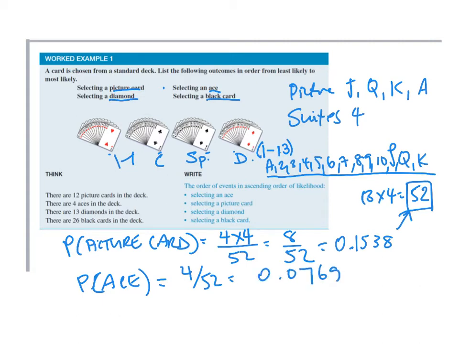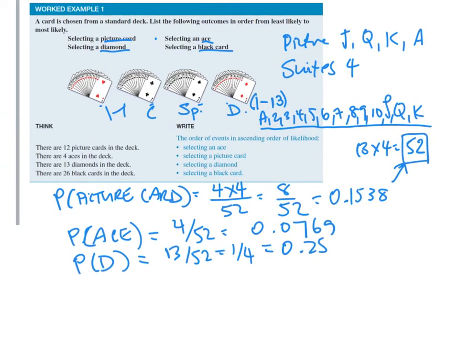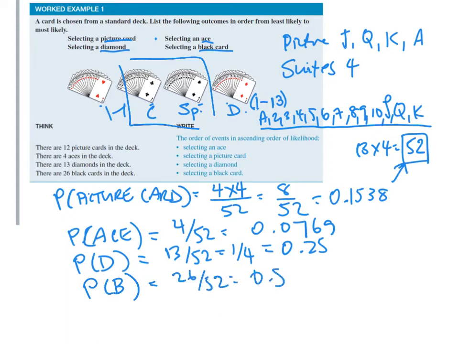The next one is a diamond. A quarter of the stack is diamonds, or 13 out of 52, which is 0.25. And the final event that they want us to compare is the probability of black. Half of the cards are black, or 26 out of 52, which is 0.5 as well.